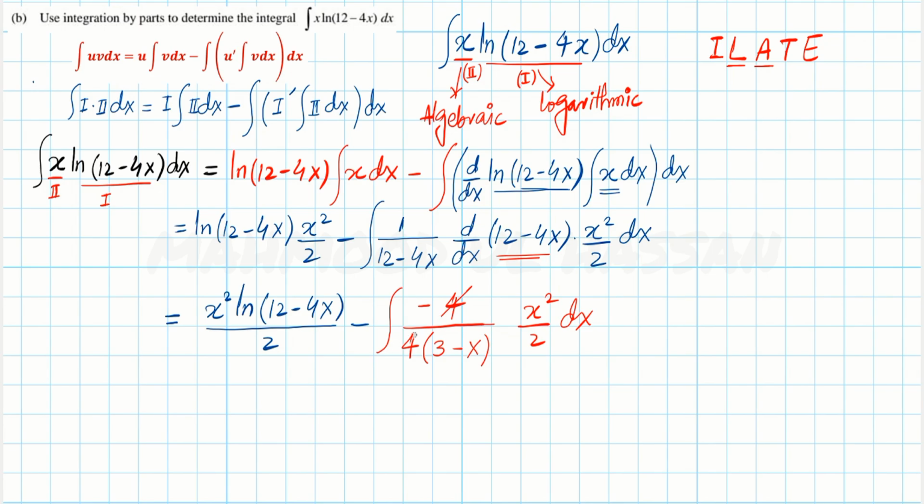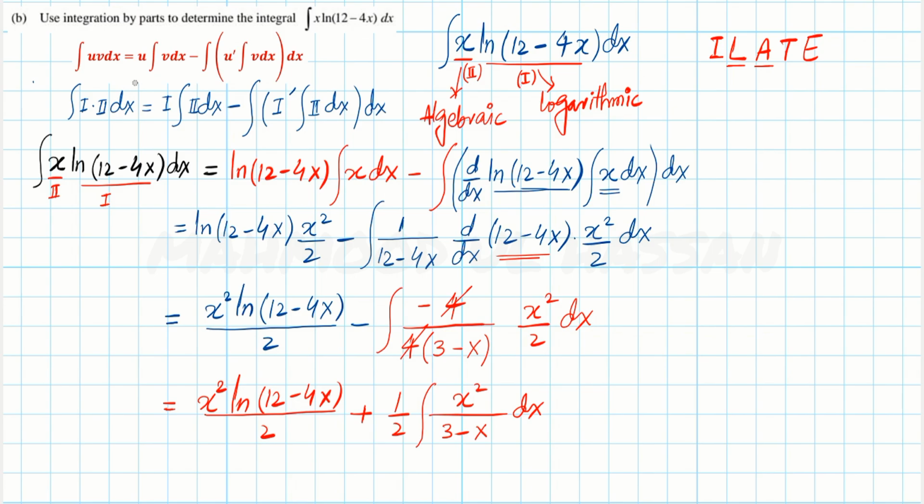So this 4 will cancel with this 4. So we finally get x squared natural log of 12 minus 4x divided by 2. Then this minus with this minus will become plus. 1 divided by 2 will come out of the integral, so the integral would become x squared divided by 3 minus x dx.